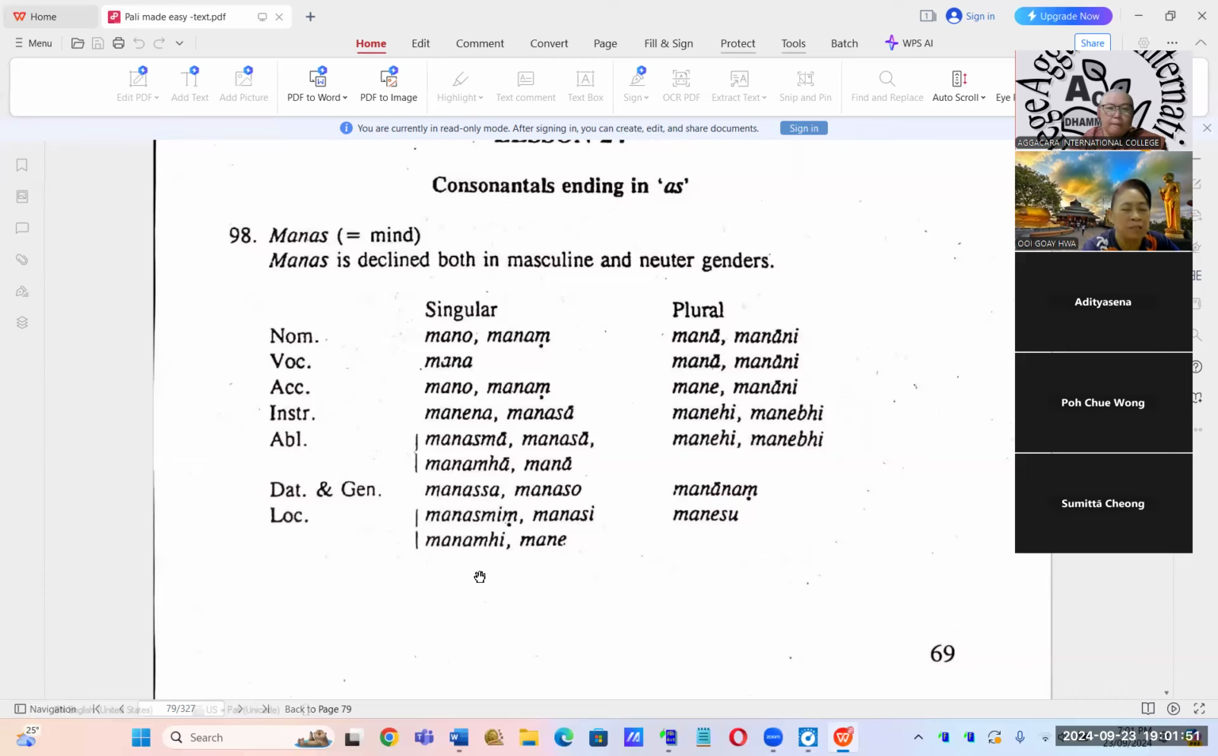Locative singular: tamasi, special form, tamasmin, tamamhi, tame. Plural: tamesu. Okay. Why is it you need to decide the special form first? I'm just curious. It's so easy to remember. Oh, it's easier to remember the special form. Yeah. Okay. All right. R, O, E.